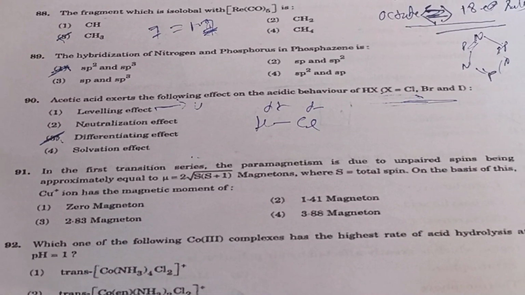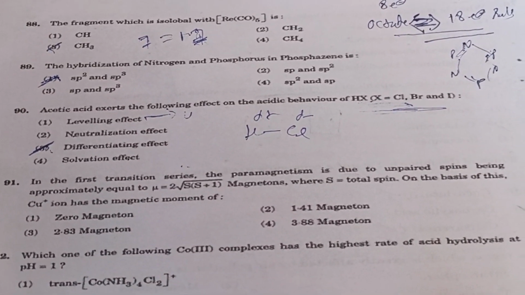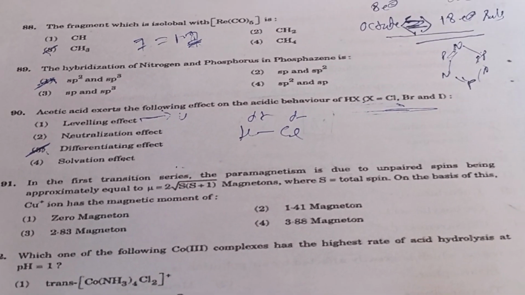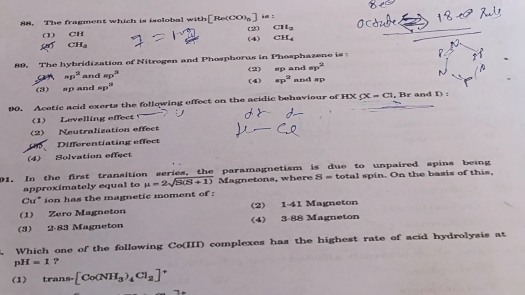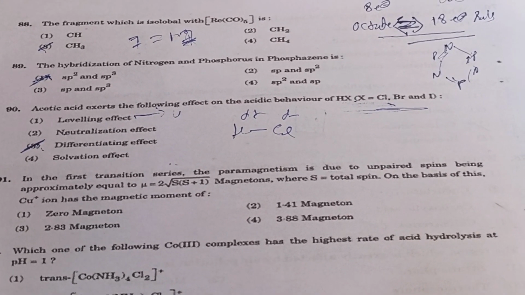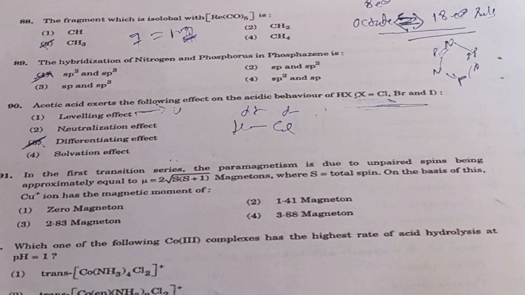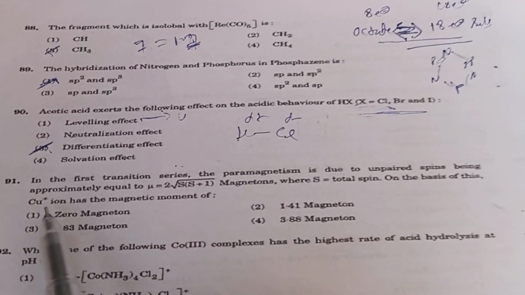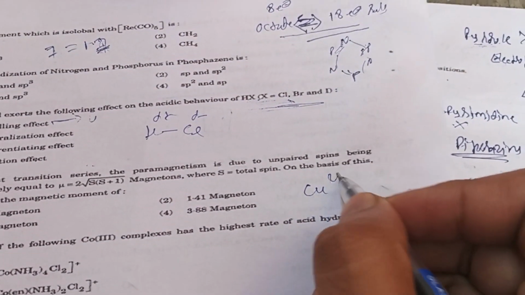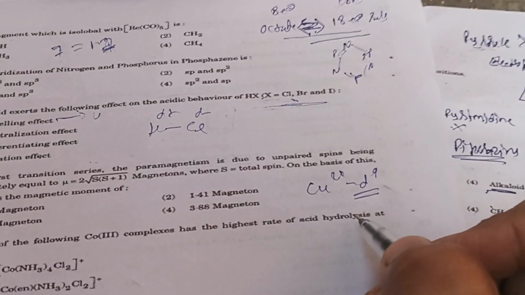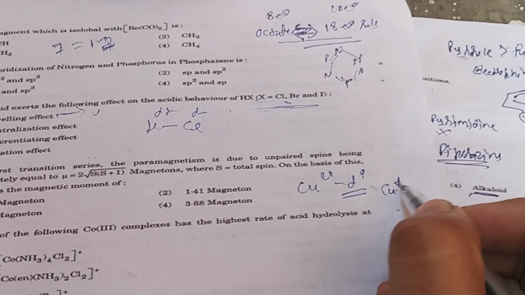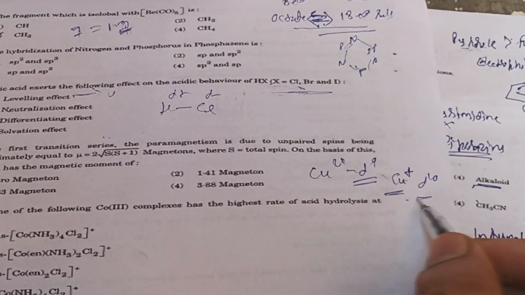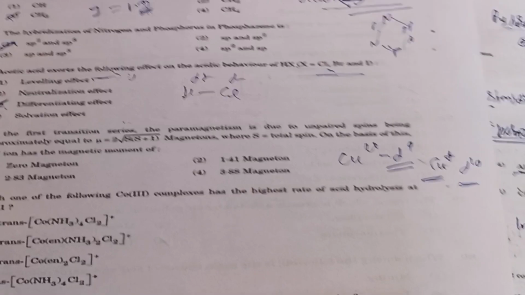So, 91st question. In the first transition series, the paramagnetism is due to the unpaired spins, being approximately equal to mu equals 2 root S into S plus 1 magnetons, where S is the total spin. On this basis, Cu plus will be the answer, since we know that Cu2 plus is a d9 system. When we come to Cu plus, it will be a d10 system, which is completely filled, so there is no magnetic nature, so zero magneton.